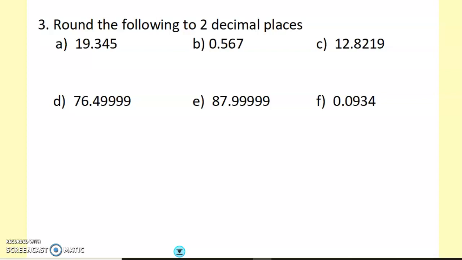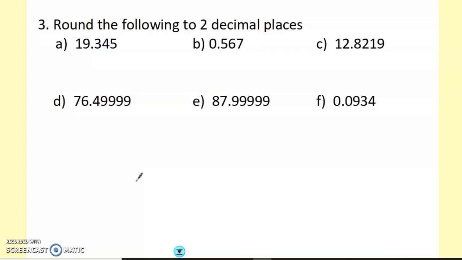We are quite often asked to round to 2 decimal places. Can anyone think of a reason why we're asked to round to 2 decimal places? What do we use all the time that uses 2 decimal places? Again, I hope you're shouting at the screen right now, and I hope you're shouting money. Money is always to 2 decimal places, so we do need to know how to round to 2 decimal places as well.